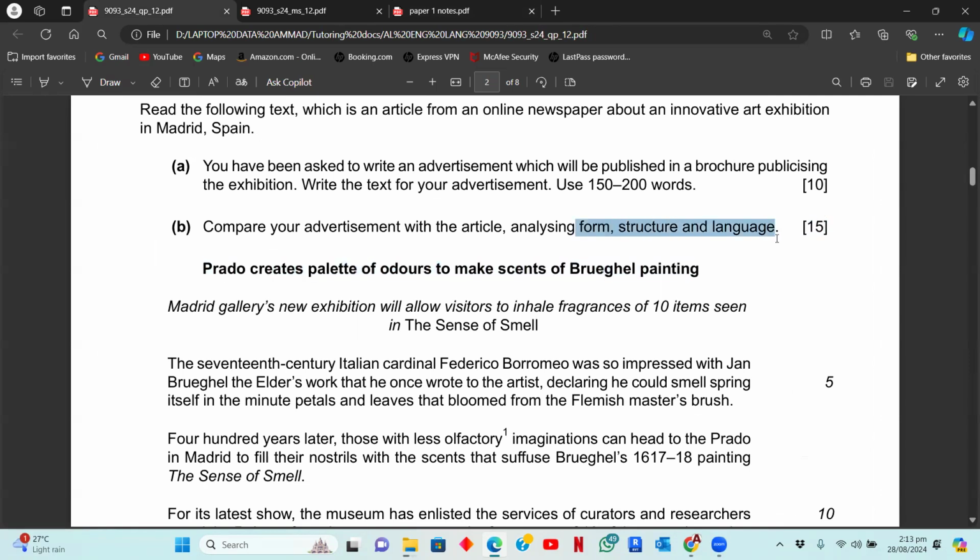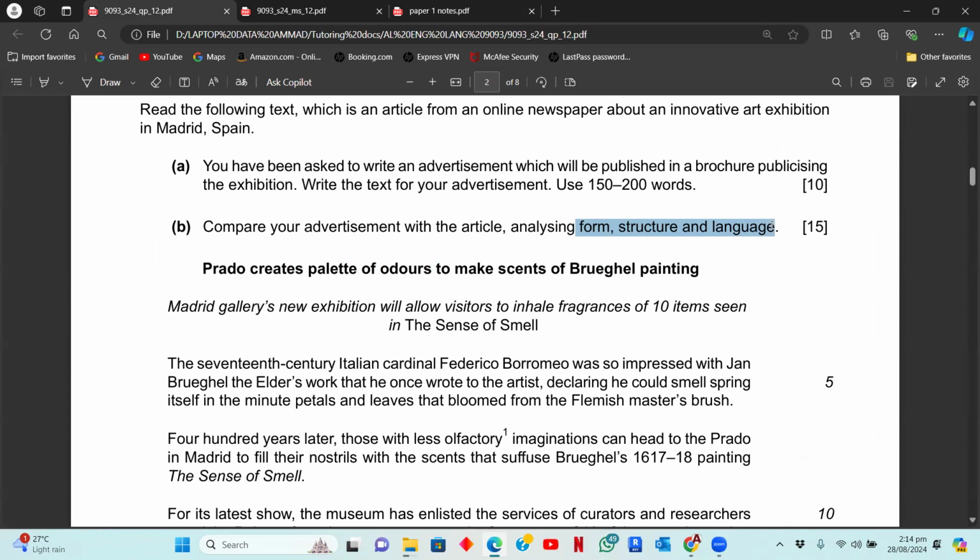Now, what all comes in form? That's all the things that we just looked at: your tone, your register, genre, okay? And then your structure is basically how that information is organized.